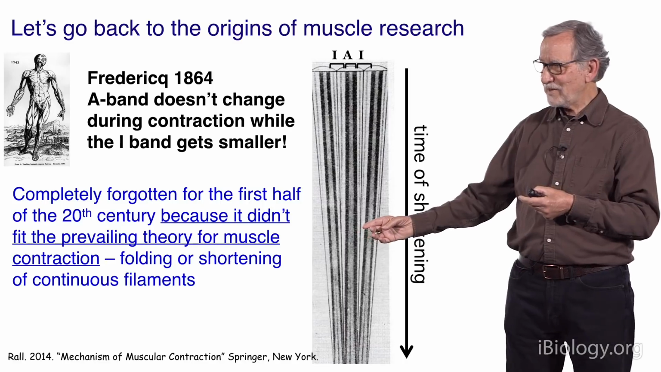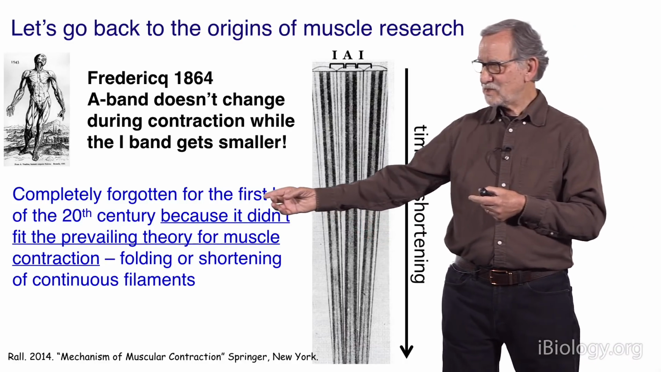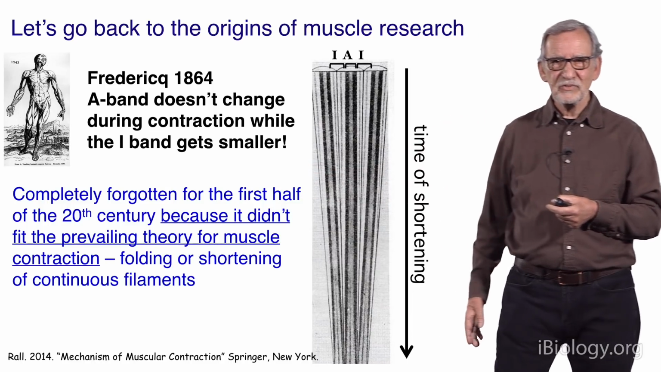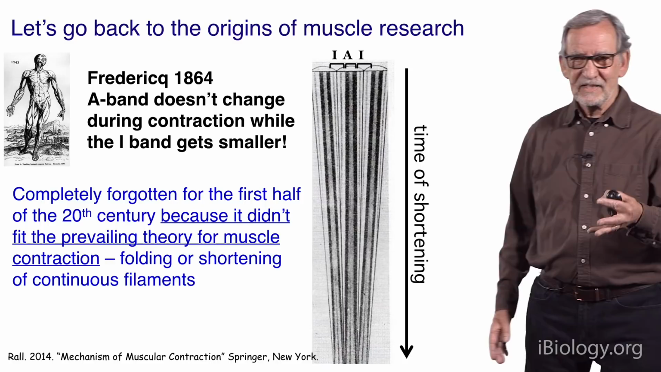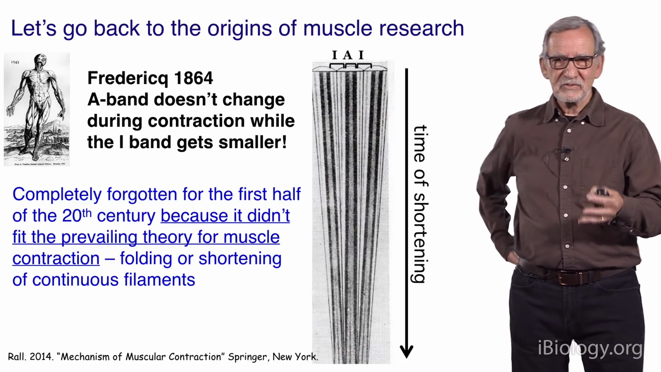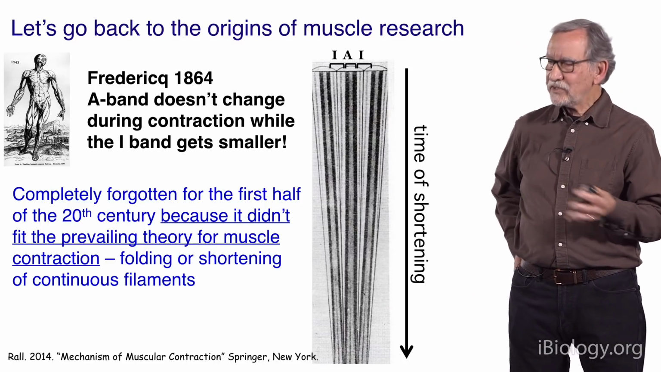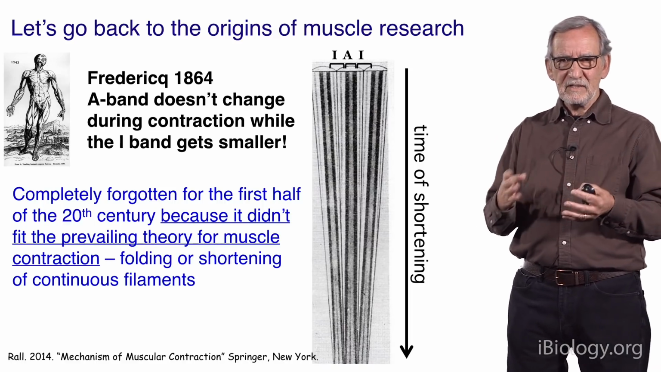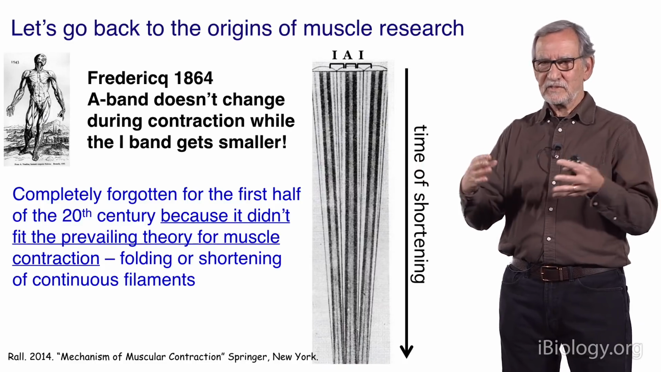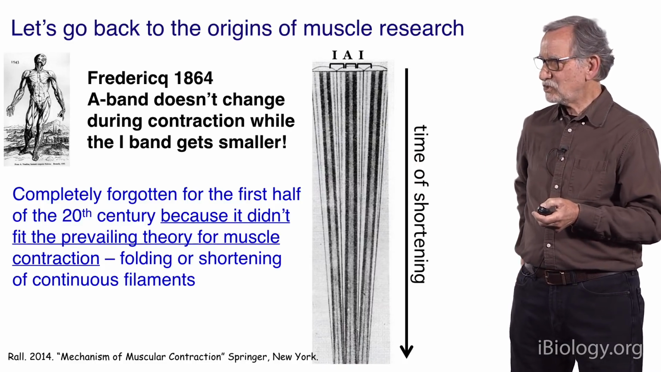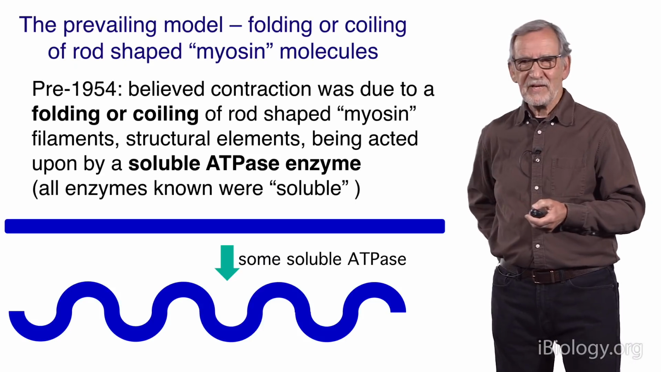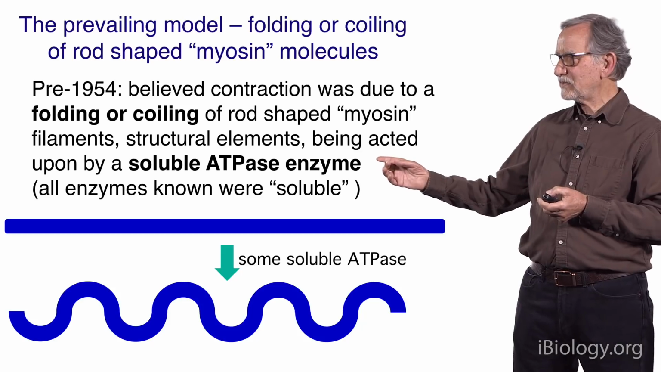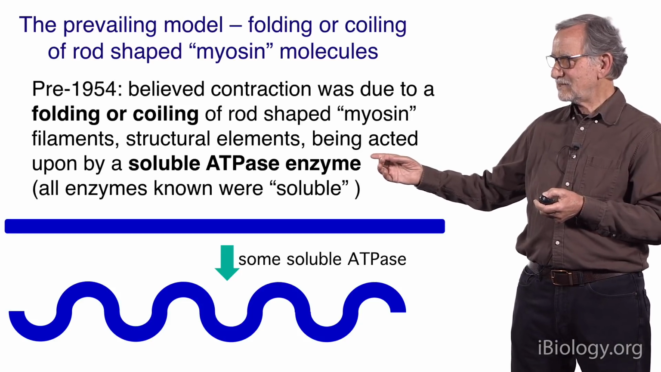Now, why don't we know about this from this period? This was completely forgotten for the first half of the 20th century because it didn't fit the prevailing theory for muscle contraction, which was clearly muscle had to contract by a folding or coiling of continuous filaments of some nature. And that was the prevailing model for a long, long time, and a model that was very difficult for muscle biologists to get out of their minds.